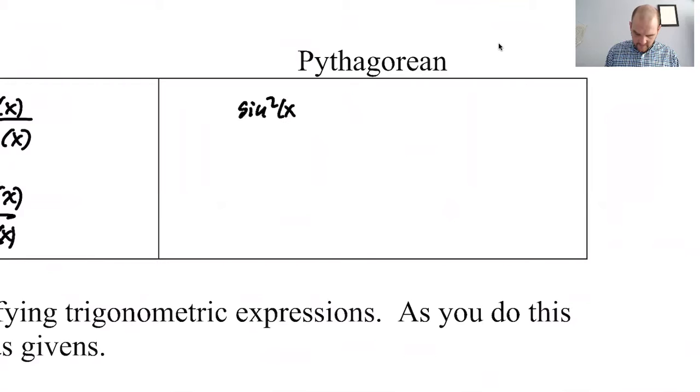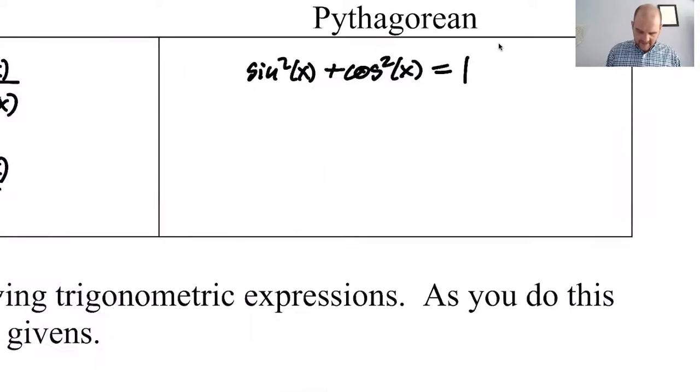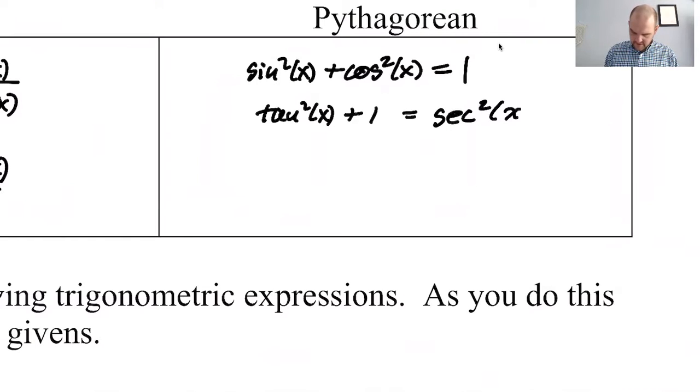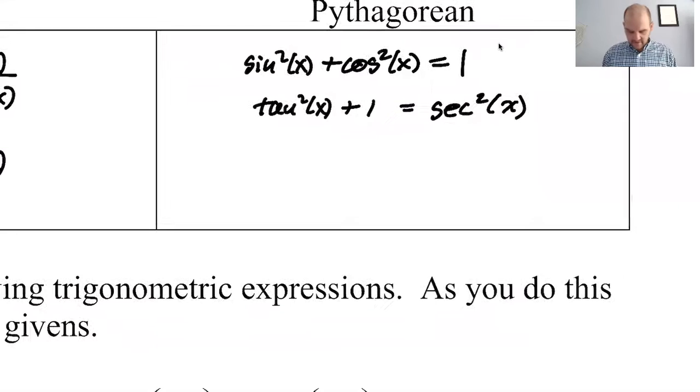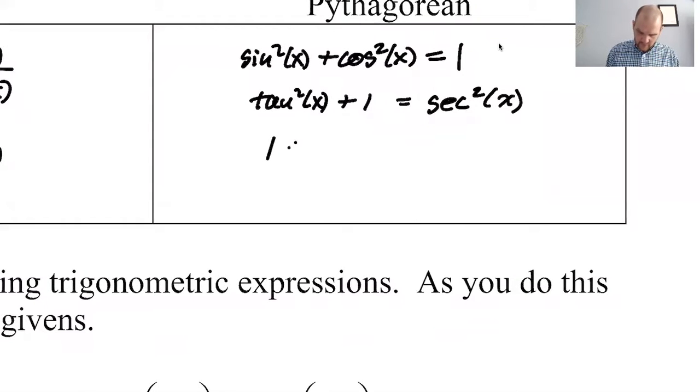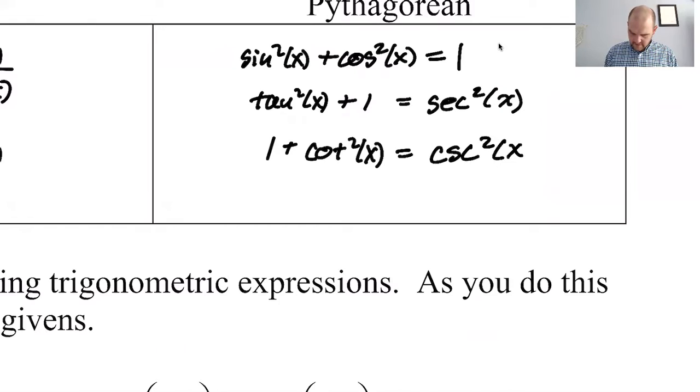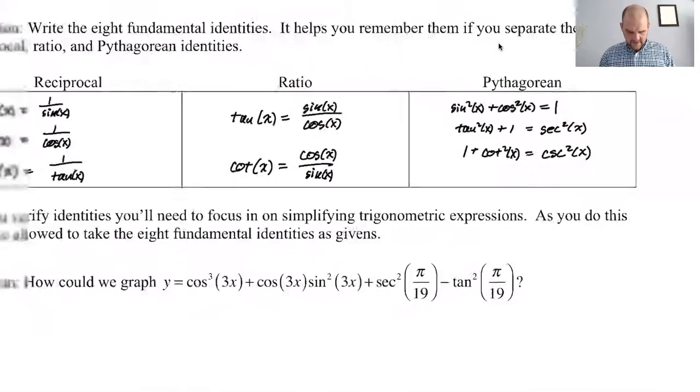Sine squared plus cosine squared equals 1. So as long as x is the same, guaranteed to be true. And then the other ones, we've got tan squared plus 1 is equal to secant squared, because secant and tangent are secretly dating and they show up in the same place all the time together. And then 1 plus cotan squared is equal to cosecant squared. So there you go. These are the fundamental identities.